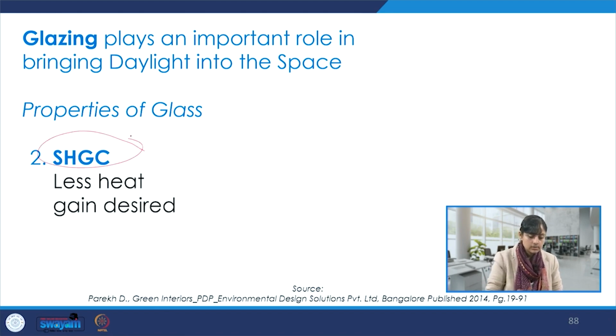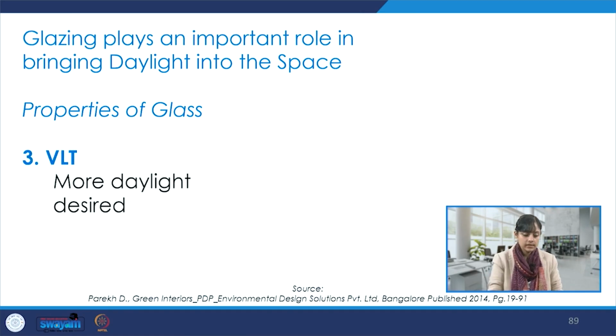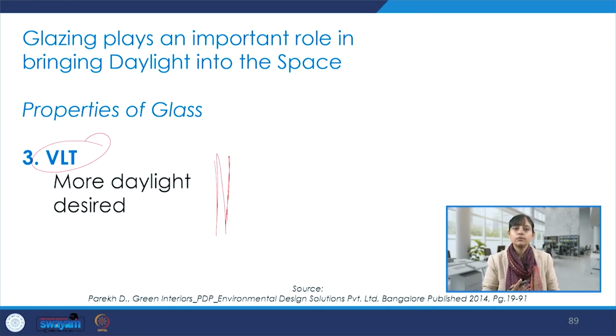Similarly, SHGC, we want less heat gain. We don't want more heat to enter. And then there is VLT. Here we want more daylight to come. So we have to focus on these three, and we have to understand these technical specifications. We have to look at those specifications when we buy or procure or decide on selecting certain materials for our projects. And we must try to focus on reducing the heat gain and maximizing the daylight.